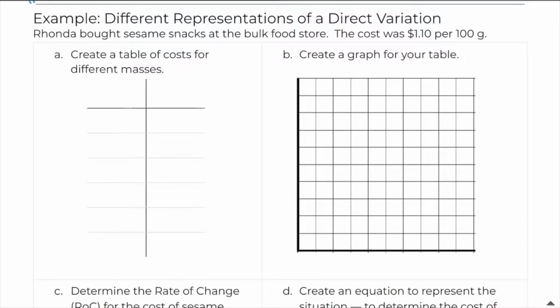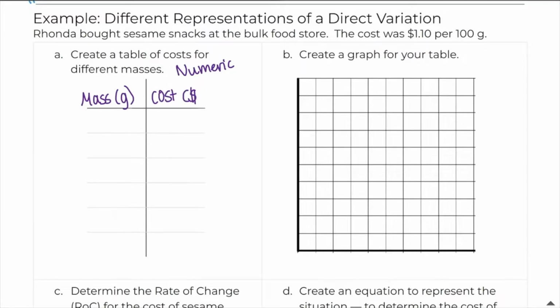Rhonda bought sesame snacks at the bulk food store. The cost was $1.10 per 100 grams. So part A says to create a table of costs for different masses. So this is our numeric representation. Okay, so we have masses. This is our independent variable and it's being measured in grams. And our dependent variable is the cost in dollars. And we know the cost is dependent because the cost depends on how many grams you buy.